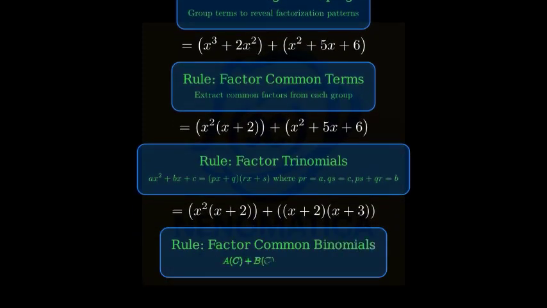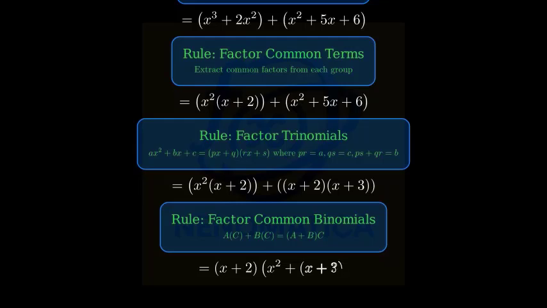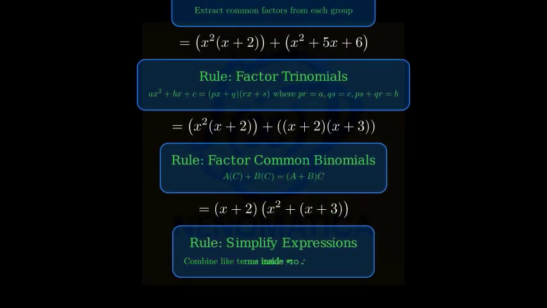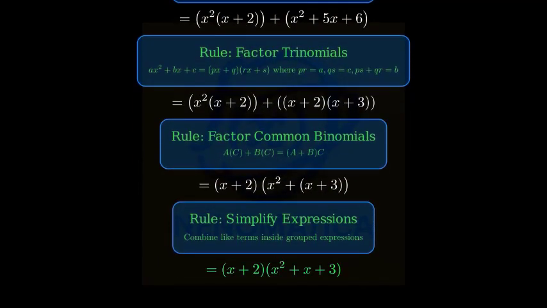Looking at our expression, we notice that open parenthesis x plus 2 close parenthesis is a common factor in both terms. We can factor this out, so we get open parenthesis x plus 2 close parenthesis times open bracket x squared plus open parenthesis x plus 3 close parenthesis close bracket. Let's simplify the expression inside the bracket. We have x squared plus x plus 3. So our factored form becomes open parenthesis x plus 2 close parenthesis times open parenthesis x squared plus x plus 3 close parenthesis.